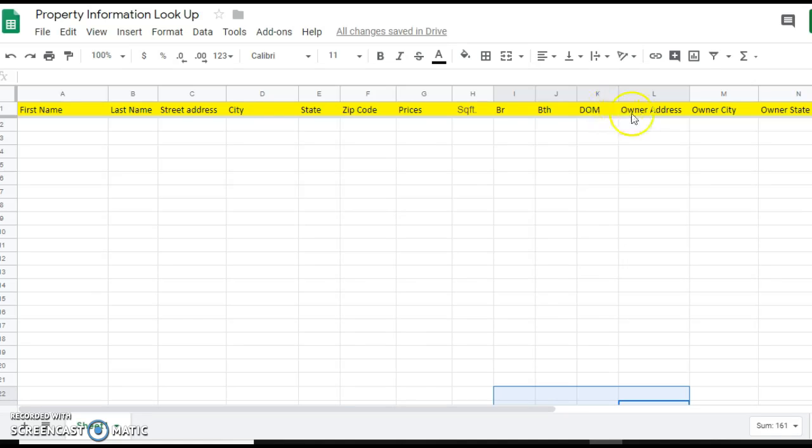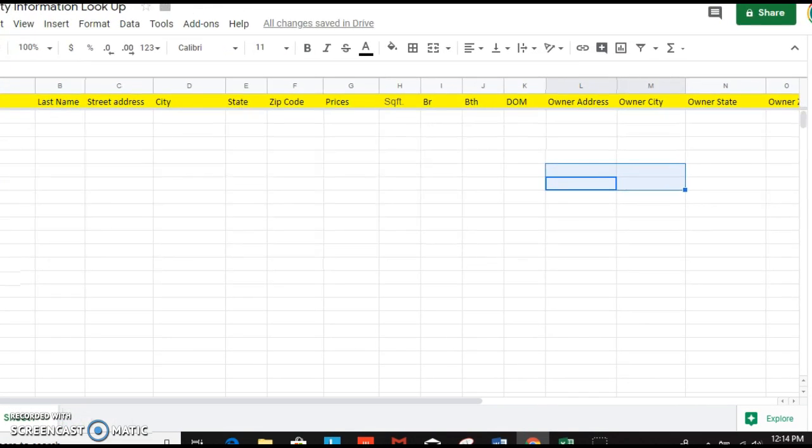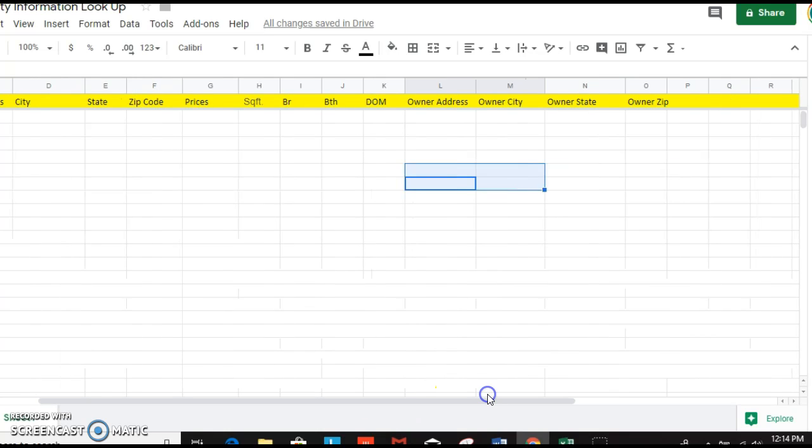Then I asked you to add additional columns for owner's address at the end that I give you additional compensation for. Owner's city, state, and if you look over, owner's zip.